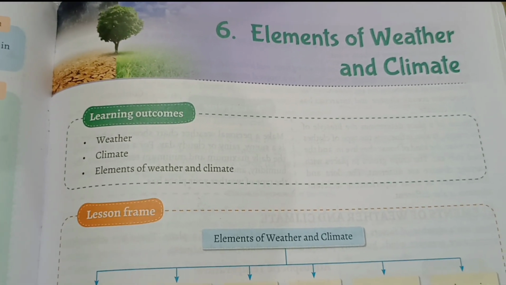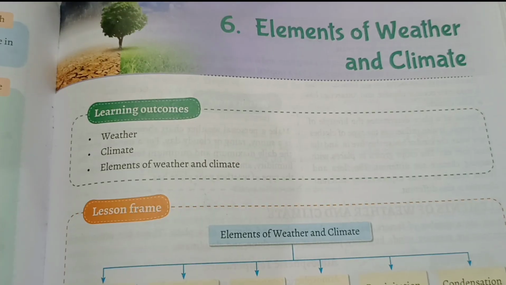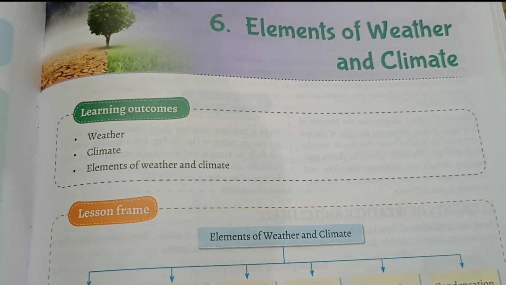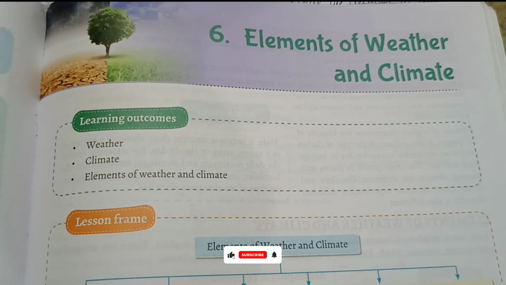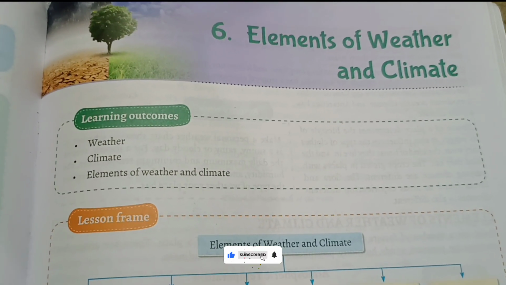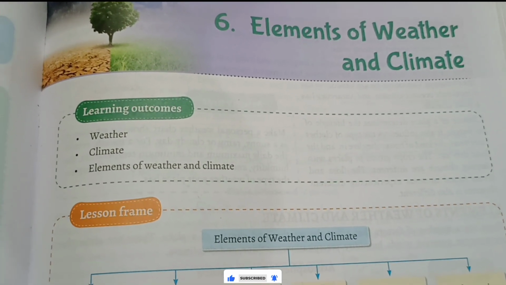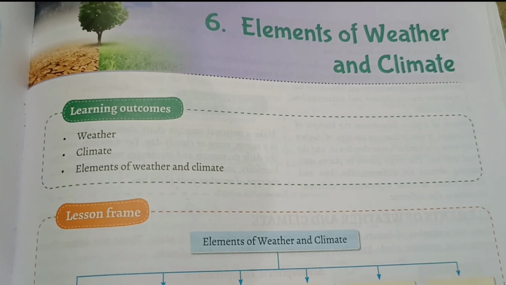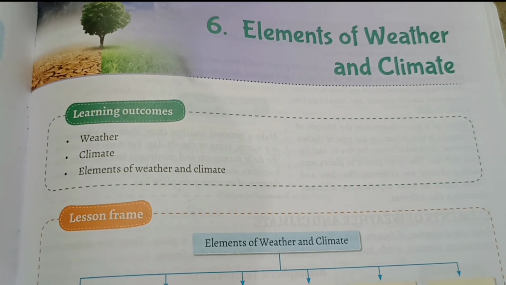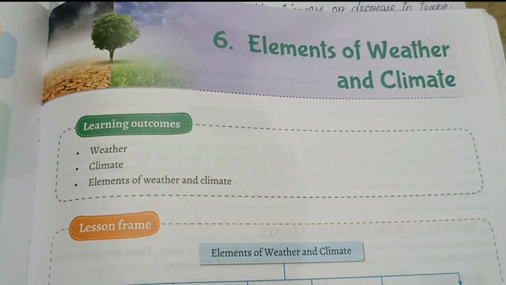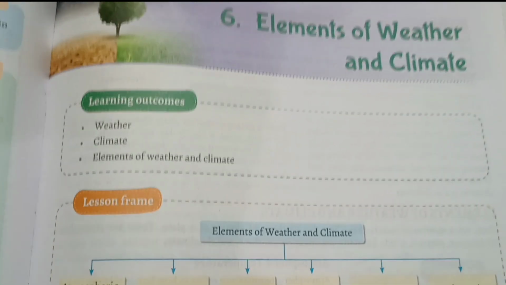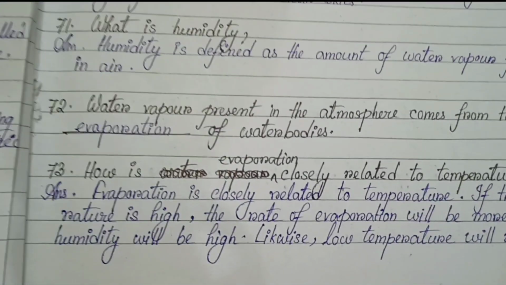Today I am going to give you the rest of the inside question answers from chapter number 6, Elements of Weather and Climate, class 6 Geography. I have provided 72 question answers in the past 3 videos, part 1, part 2 and part 3. If you have missed those videos, then please check out the description box or playlist. You will find those videos from there. So let's start the last part of this chapter.